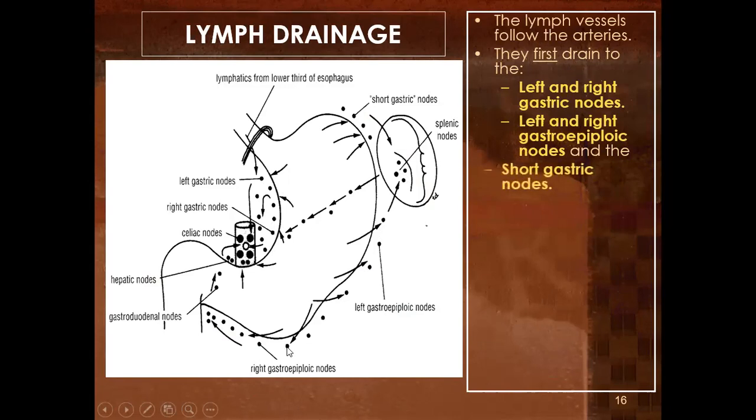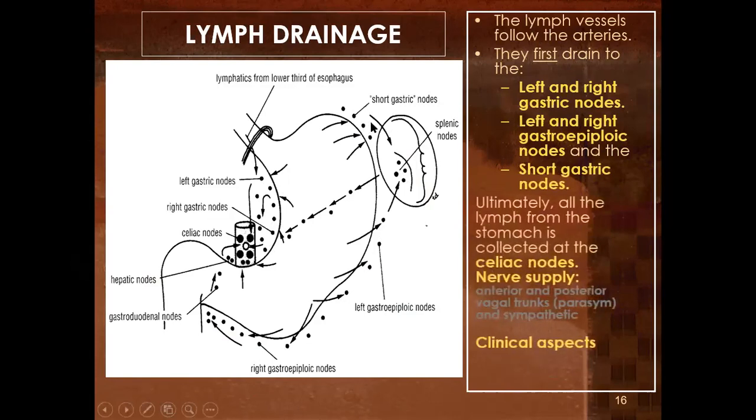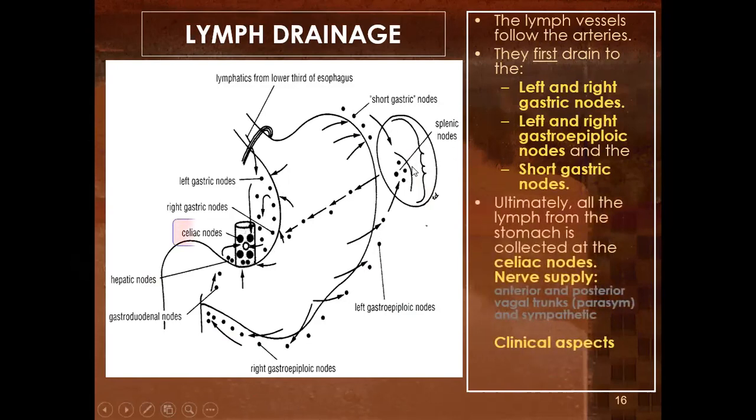And then we have the short gastric lymph nodes. Short gastric nodes. Okay. Then we have the splenic nodes. All will finally drain. Ultimately, all the lymph from the stomach will be drained into a large group of lymph nodes around the celiac artery. This is called the celiac lymph nodes.